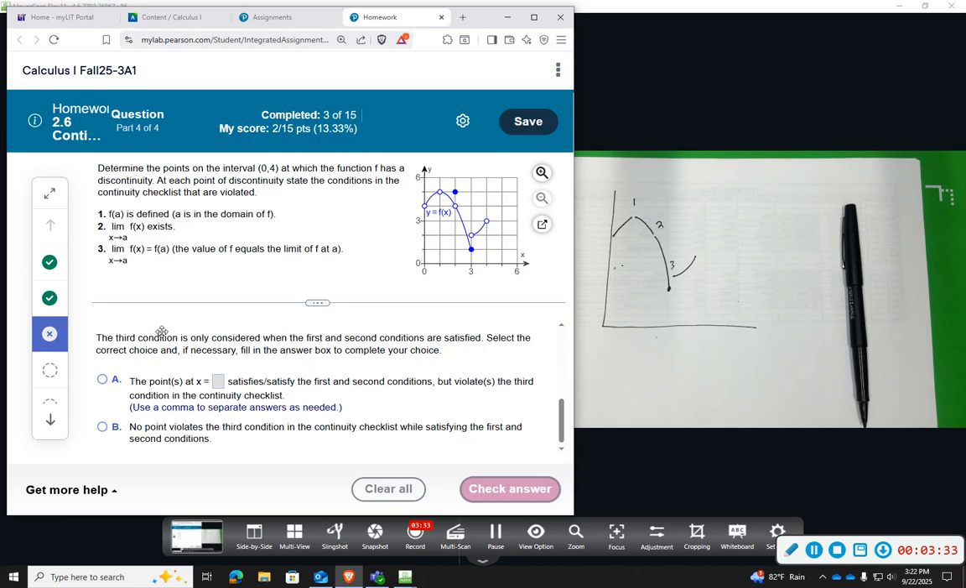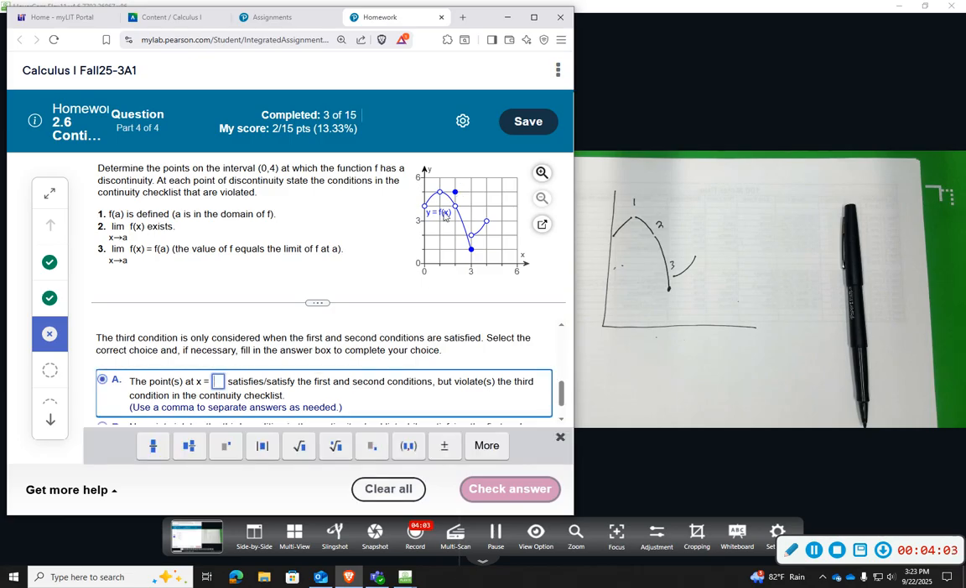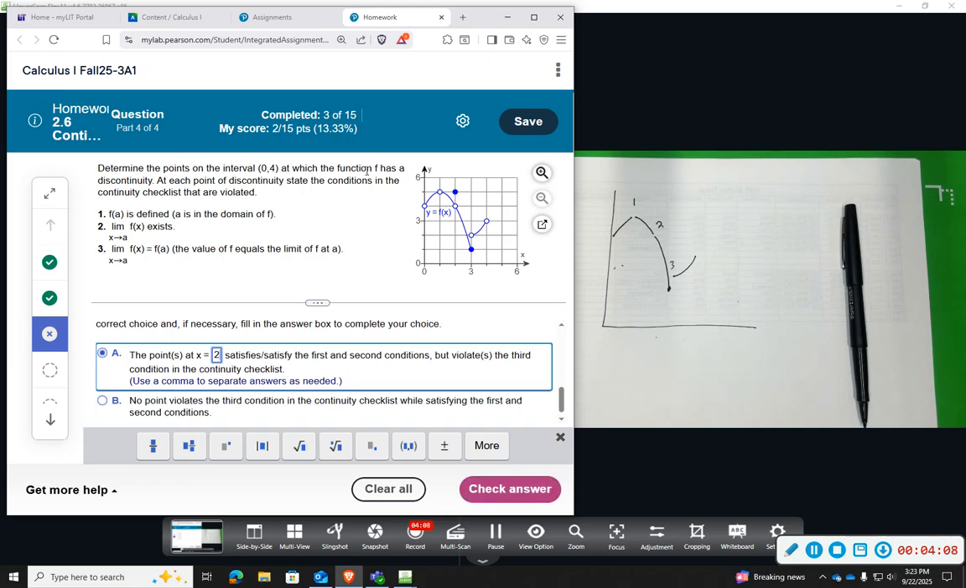And then the last one wants to know what points violate condition 3, that the limit of f of x as x goes to a is equal to f of a, and that would be x equals 2. So we do get a limit. Both sides are approaching 4. As x approaches 2 from the left and right, we're going to 4. However, the value of the function is actually equal to 5. So the x value of 2 breaks condition 3.